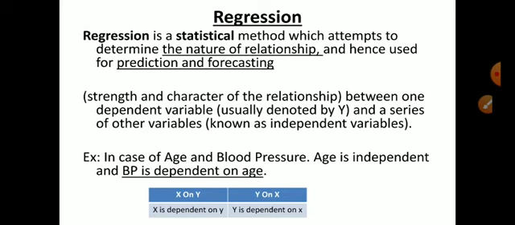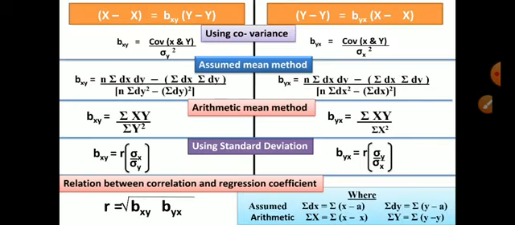Denominator, we have to eliminate the square root. The next thing to remember is that for x on y, we put the denominator y part, and for y on x, we put the denominator x part. Just we will have a look on the formulas. See here, these are the regression equations.